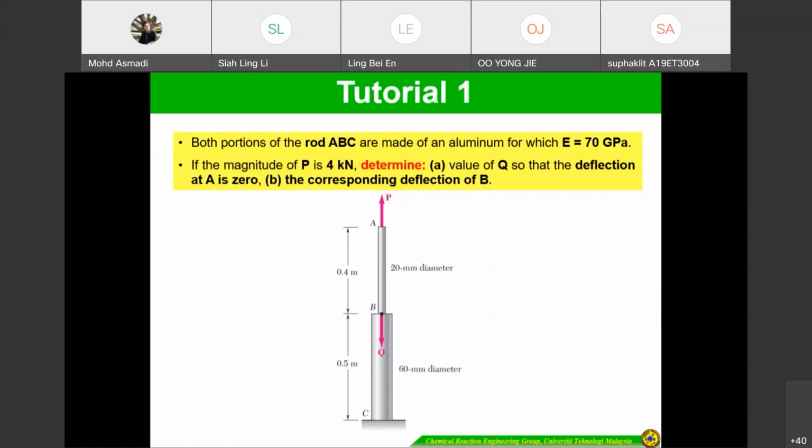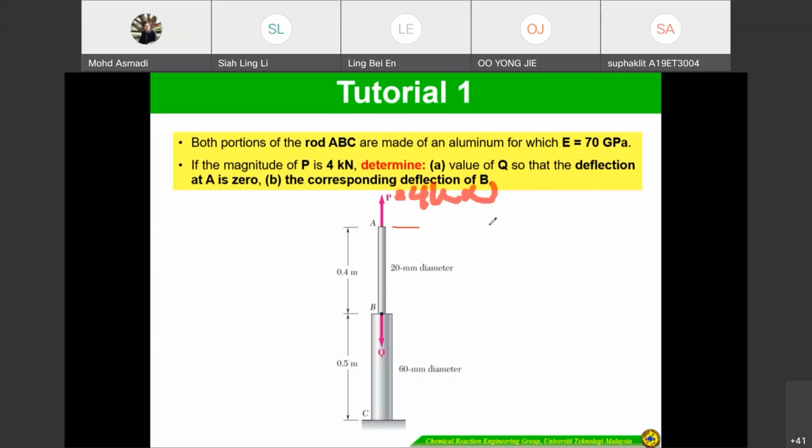Both portions of the rod, okay. What we have to do is draw the free body diagram. If you look here, you can draw the whole free body diagram. It's possible, and if you want to draw part by part, it's also possible. So we are targeting, if you look here, we have to determine the value. This one is equal to 4 kilonewton, right? So what we have to do is determine the force P_AB.